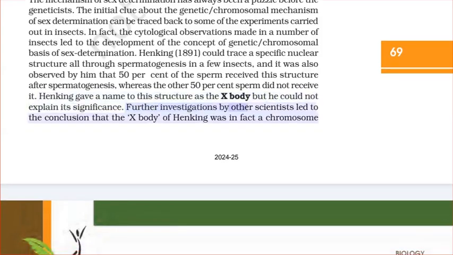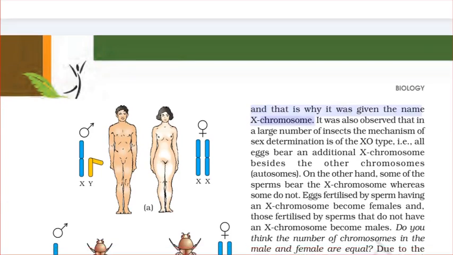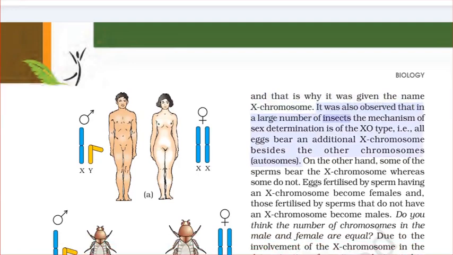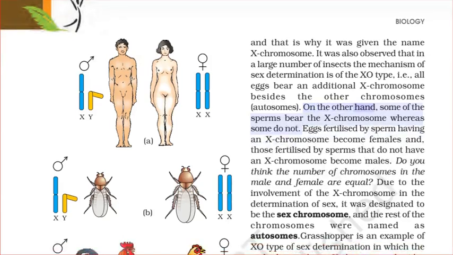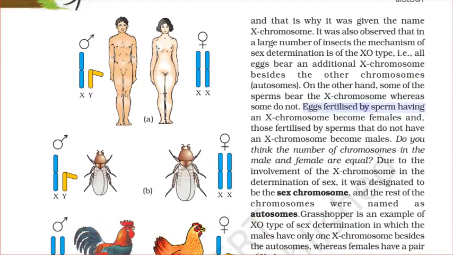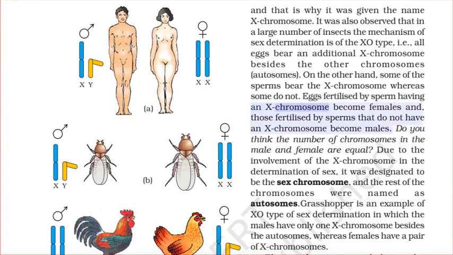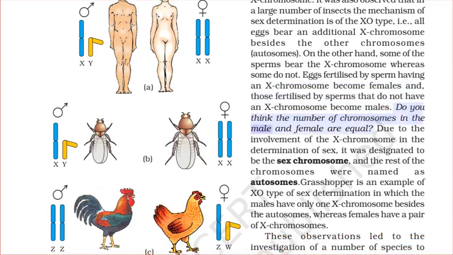Further investigations by other scientists led to the conclusion that the X body of Henking was in fact a chromosome. And that is why it was given the name X chromosome. It was also observed that in a large number of insects, the mechanism of sex determination is of the XO type, that is, all eggs bear an additional X chromosome besides the other chromosomes, autosomes. On the other hand, some of the sperms bear the X chromosome, whereas some do not. Eggs fertilized by sperm having an X chromosome become females, and those fertilized by sperms that do not have an X chromosome become males. Do you think the number of chromosomes in the male and female are equal?